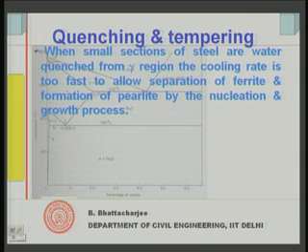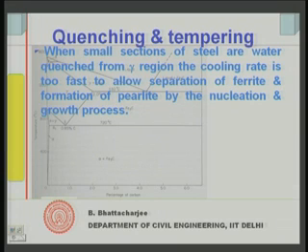that it does not allow the separation of ferrite and the formation of pearlite. So, if I am cooling it below this region, the formation of ferrite alpha and then the formation of pearlite does not become possible, because the nucleation and growth process is hampered. This is restricted.